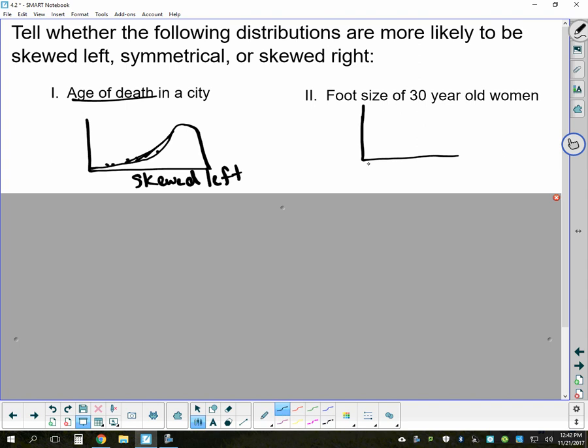Think about foot size if they're all the same age. So we're not talking about babies, kids, adults. If we're talking about the same age range and the same gender, I'd say that would probably be symmetric. You're going to have most people having kind of an average size. Maybe that's, I don't know, 8. But then you've got some people who have these smaller feet, 5, 6, whatever. And then you've got some women who have larger feet, getting into 9s, 10s, 11s, whatever. But the bulk of your information is going to be right in the middle and just a few going on each side.